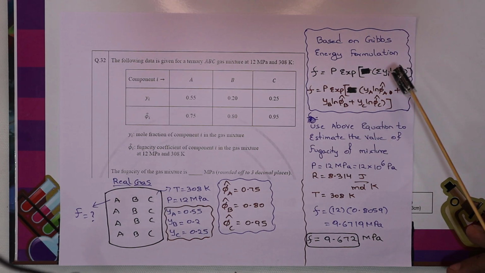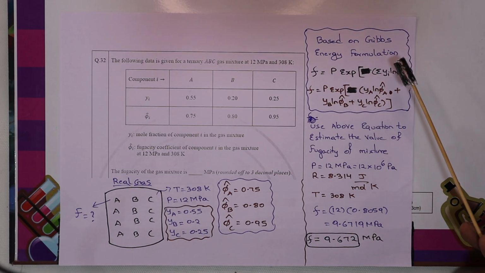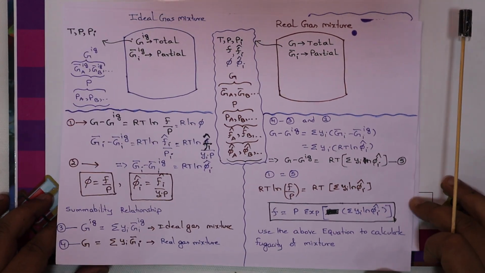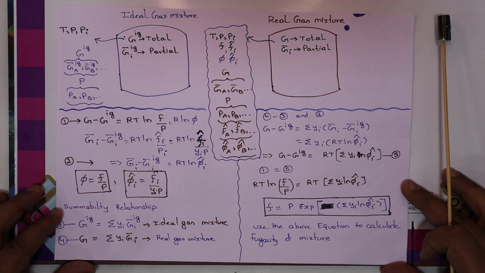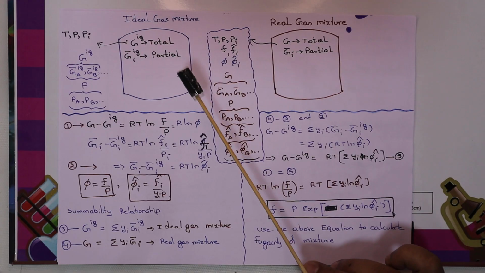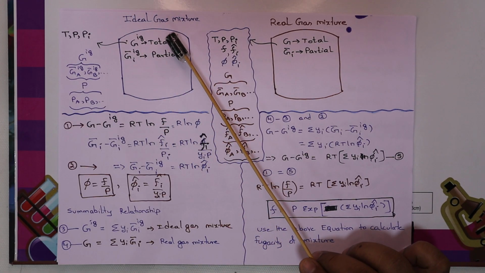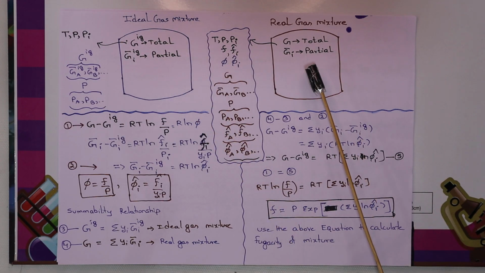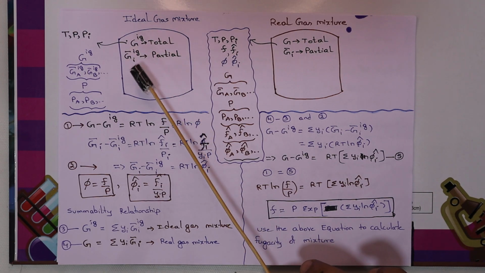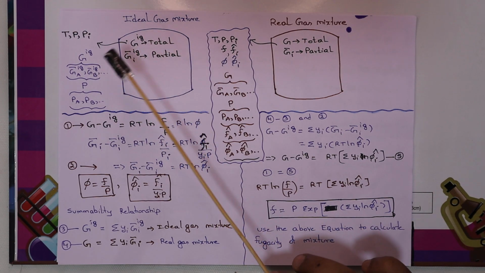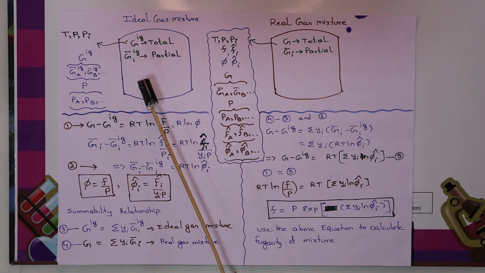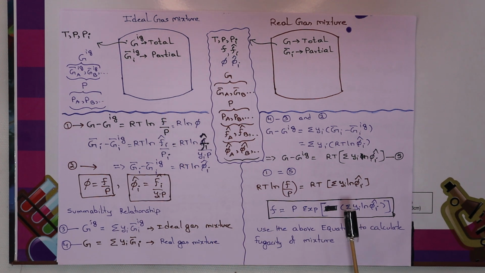Now let us talk about the background in getting this formula. Let us discuss that. Let us take the example of an ideal gas mixture: there is a container containing ideal gas, and another container containing a non-ideal gas. Through the Gibbs energy formulation we will reach the final formula. How we have achieved it, let us discuss.